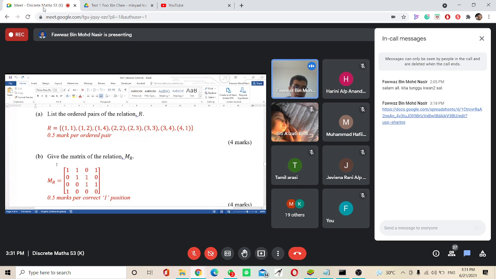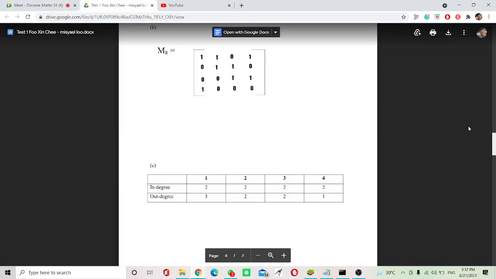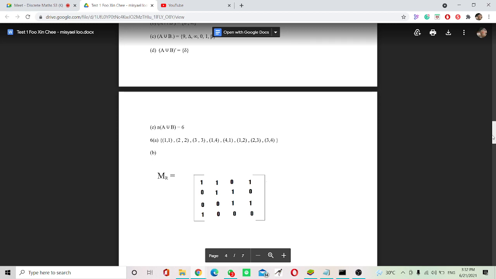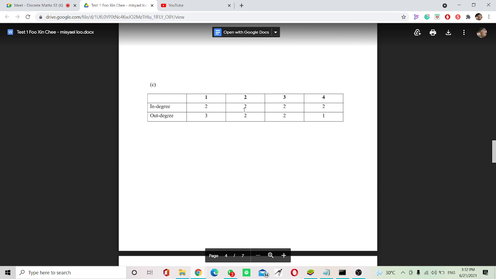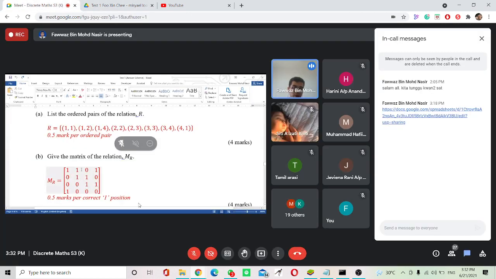Then 1 2, okay, we find 1 here, the first row. Then we find the position for the second column. So you mark 1 here. 1 4, you get this position. 2 2, okay, you get this position and so on. So once you have filled up all the ordered pairs, the remaining positions that we did not put the value 1 in, we just leave blank. So you get this matrix.